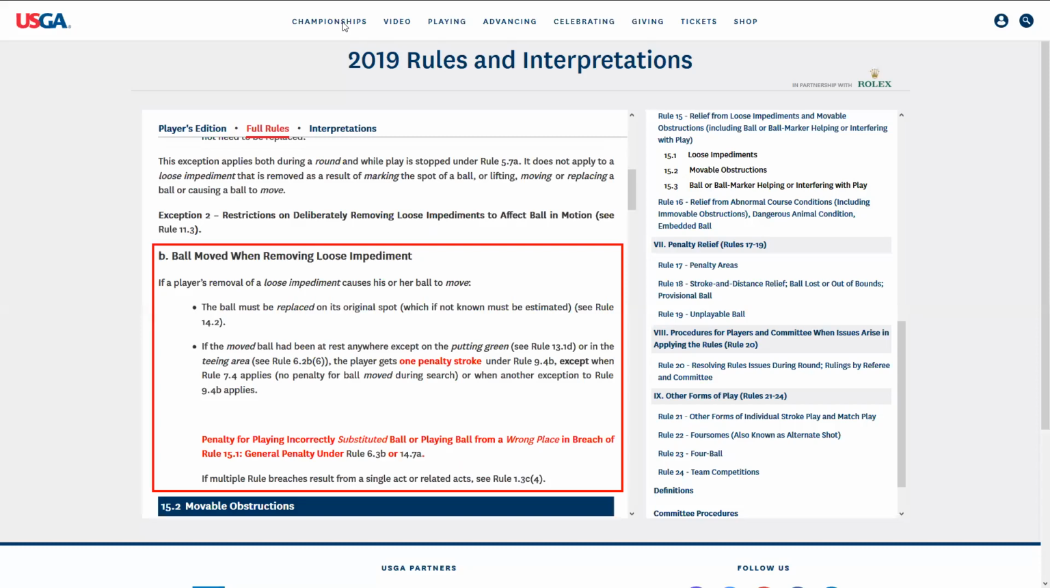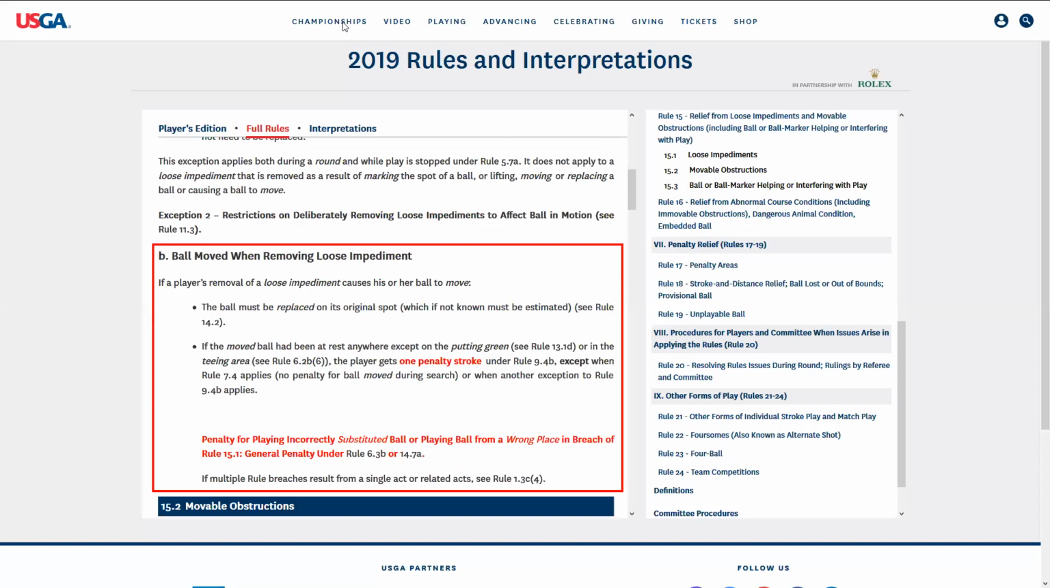As a reminder, at the end of that section, it talks about if multiple rule breaches result from a single act or related act, see Rule 1.3C4. That's the rule that just covers the situation that I covered. If you would have gotten a penalty for moving the ball, and then you don't replace it, you don't get a total of 3 penalty strokes, 1 for the movement and 2 for the failure to replace. You get the more serious of the 2, so you're going to get a total of 2-stroke penalty.